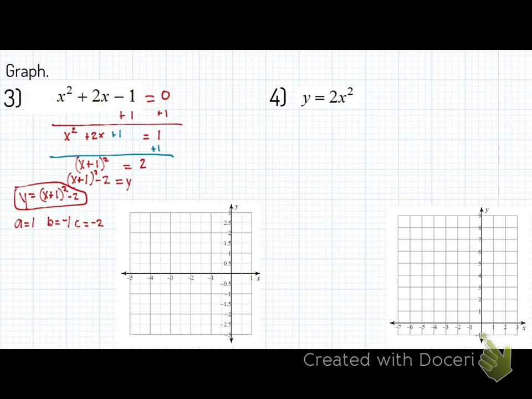Now we're going to Doceri, not Desmos, but Doceri. We're starting to graph this, so our vertex is negative 1, negative 2. So we're going to go to negative 1, down negative 2, and plot our vertex. By the way, I've got a question for you. Does this open up or down? Opens up, right? How do we know it opens up? It's positive, right?